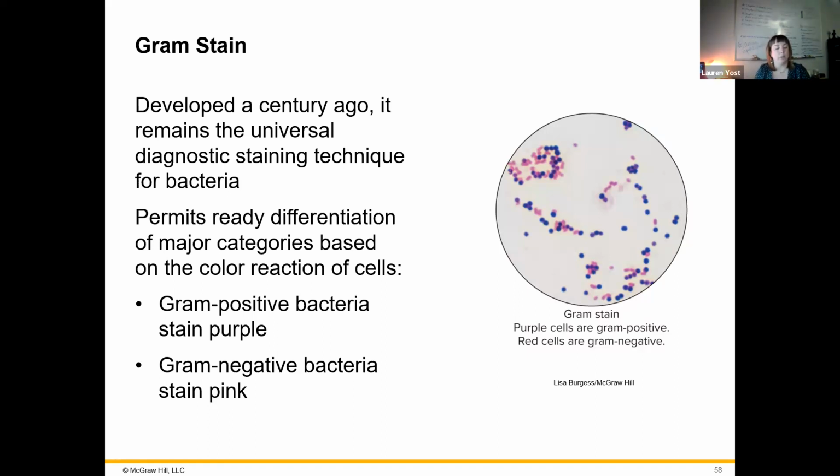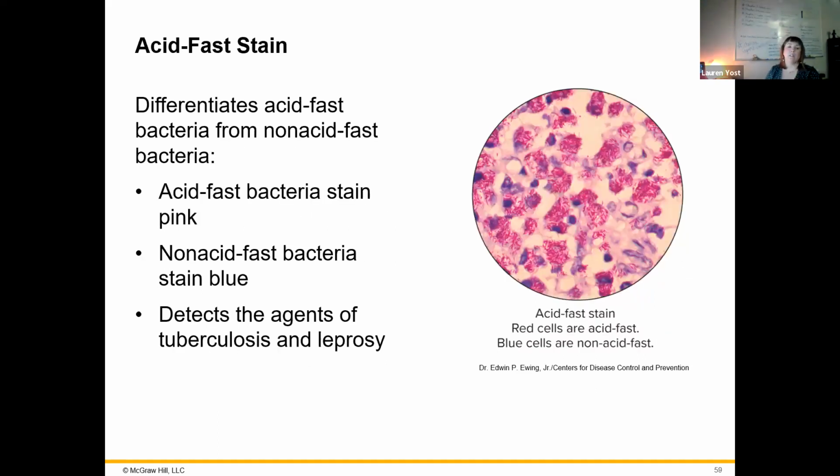And you're going to need to know this for sure. This is a biggie. So gram stains are determined, you're positive or you're negative, based on your cell wall composition and the cell envelope of your bacterial cells. Next is the acid-fast stain.